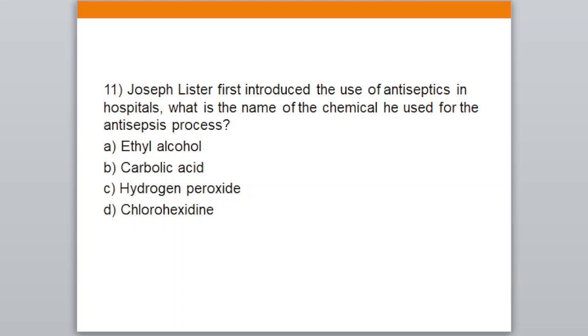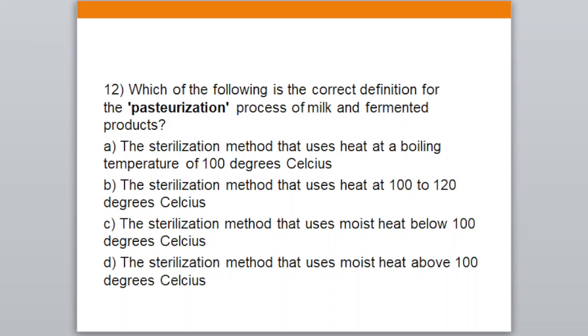Question number 11. Joseph Lister first introduced the use of antiseptics in the hospital. What is the name of the chemical he used for the antisepsis process? Your options are A. Ethyl alcohol, B. Carbolic acid, C. Hydrogen peroxide, D. Chlorhexidine. So your correct answer is B. Carbolic acid.